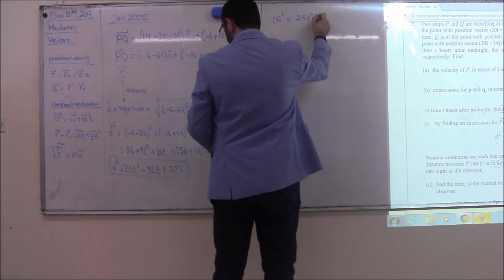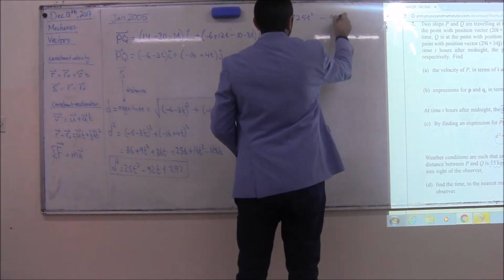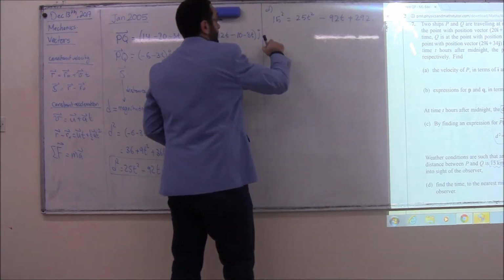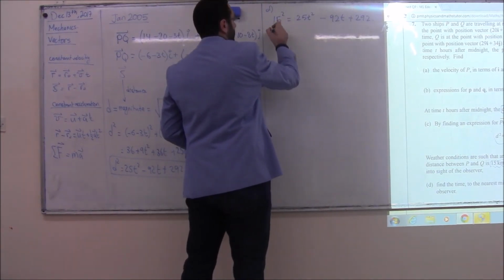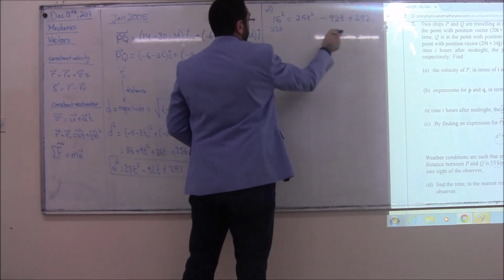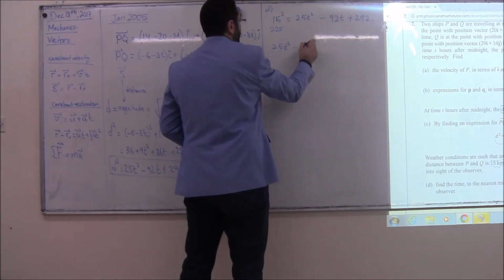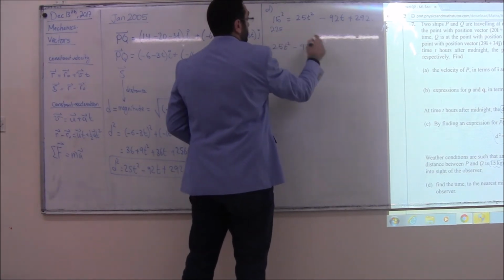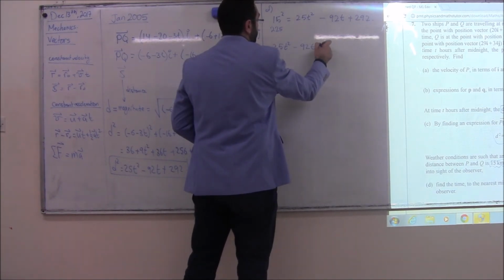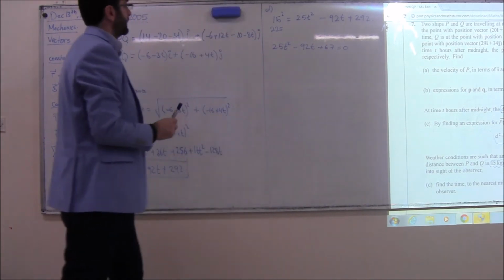15 squared equals 25t squared minus 92t plus 292. 15 squared is 225. Moving to this side, this becomes 25t squared minus 92t plus 67 equals 0. Okay, fine.